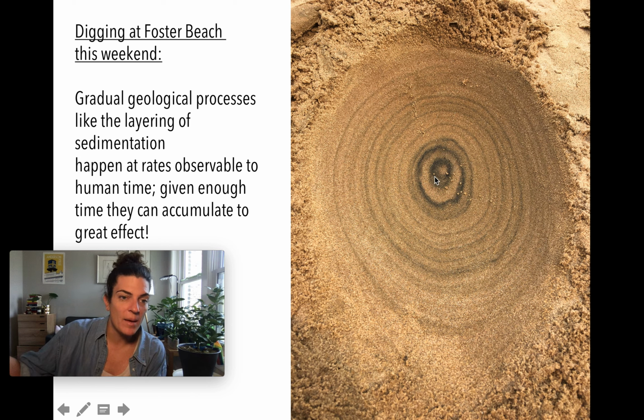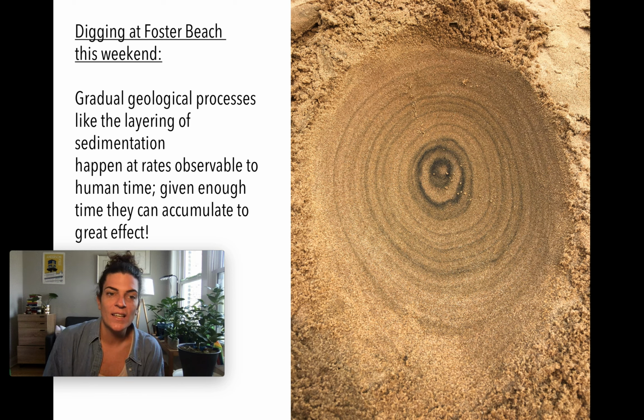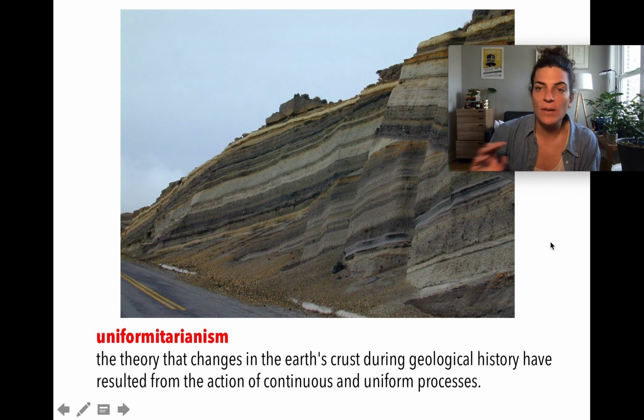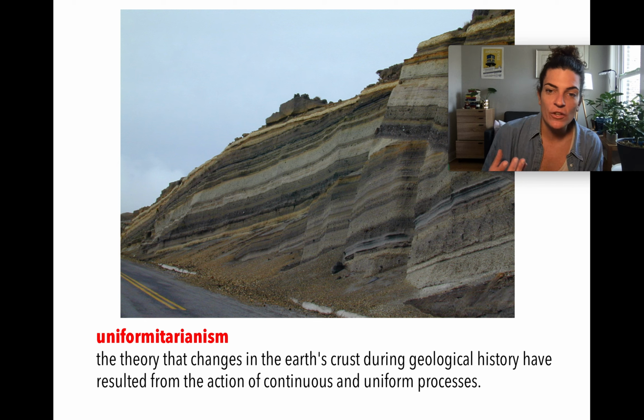And this is exactly what happens to rocks, for example the rocks that we can observe in the Grand Canyon, but they're happening at different timescales. What's important to note is that the process causing this sedimentation at Foster Beach is the same sedimentation process that's causing the layers to form at the Grand Canyon. This is a really important concept known as uniformitarianism, which says that changes in the Earth's crust during geological history have resulted from the action of continuous and uniform processes.